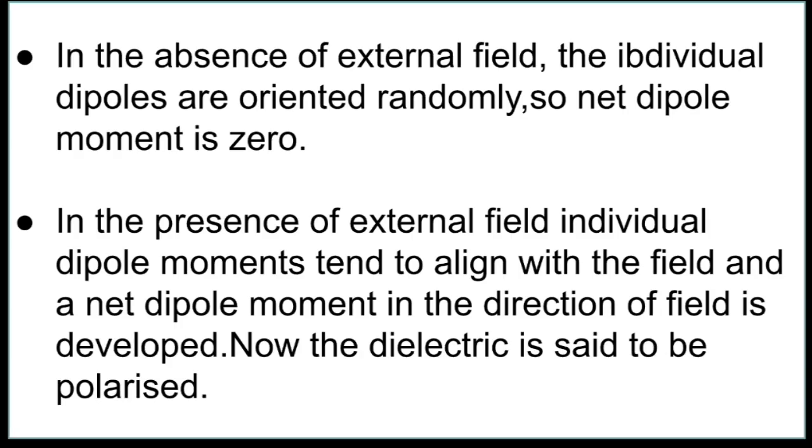So what we have: in the absence of an external field, individual dipoles are oriented randomly, so the net dipole moment is 0. And in the presence of an external field, individual dipole moments tend to align with the field, and a net dipole moment in the direction of the field is developed. Now the dielectric is said to be polarized.